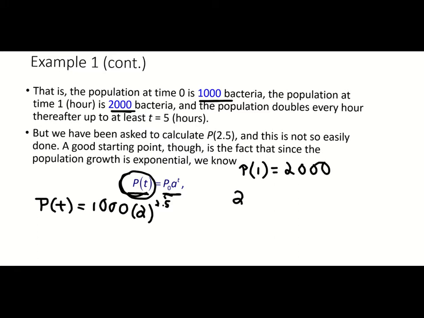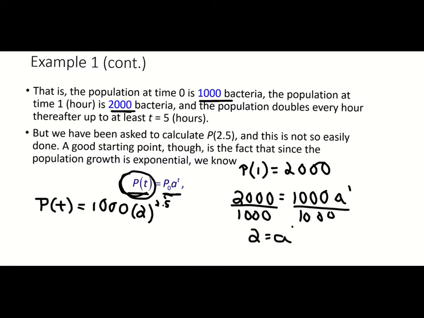I can do 2,000 is equal to our initial population of 1,000 times A to the first power. Because we have that 1 for the exponent, that's going to give us A. So all I have to do to solve is divide by 1,000 to get A to the first power by itself. 2,000 divided by 1,000 is 2, and that equals A to the first power, or A. So if you don't know A, that's one way to find it. We know it doubles, so that's a 2, but that's not always the case. So it's one way you can use this to find it if you need to.